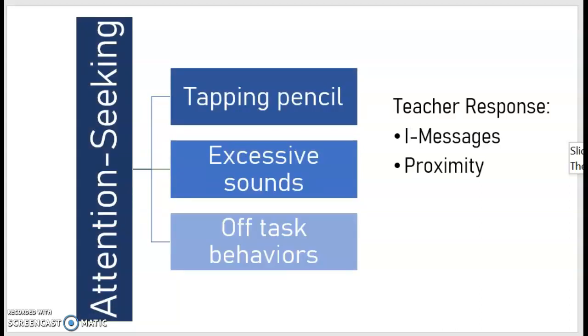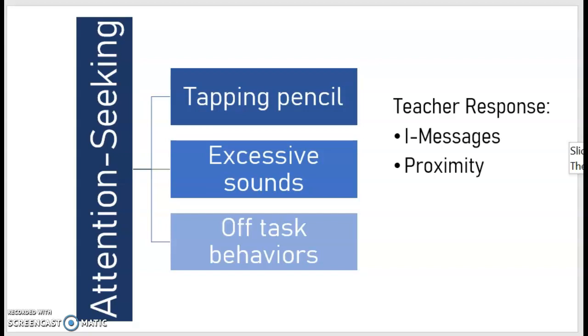The next type of student is the attention-seeking student. This one can be really typical in a classroom. It's the tapping of the pencil, excessive sounds, off-task behaviors, wandering around. The child is seeking your attention, and it's very, very critical that you use I messages with the student.